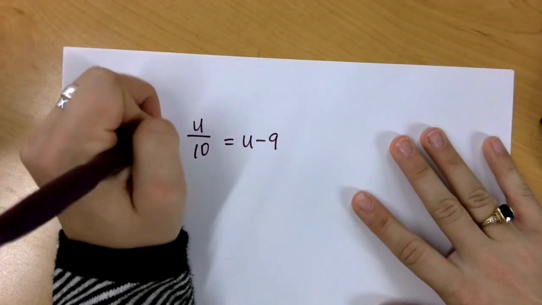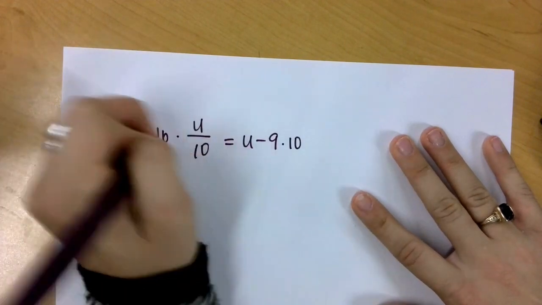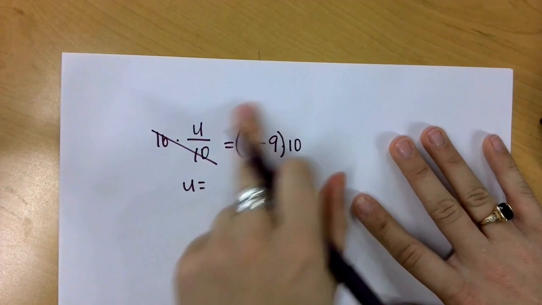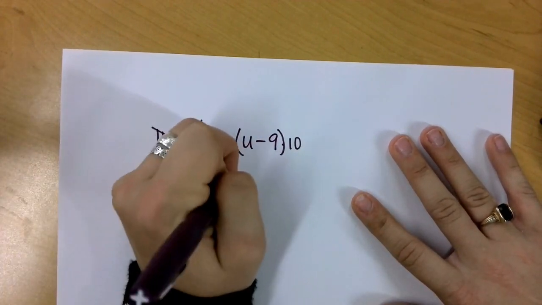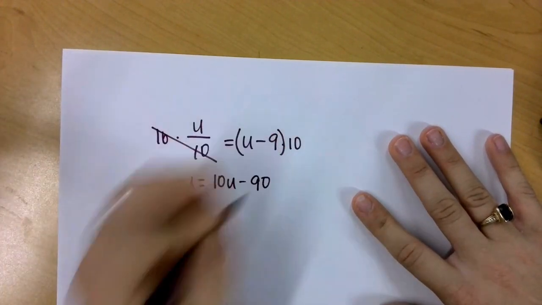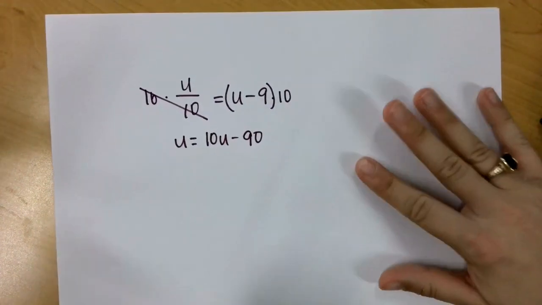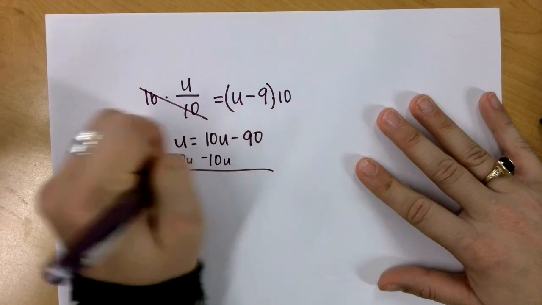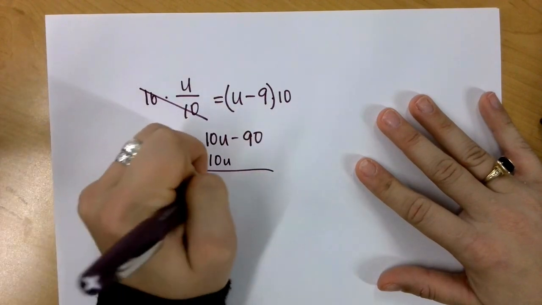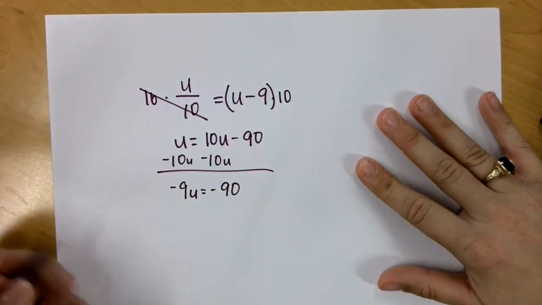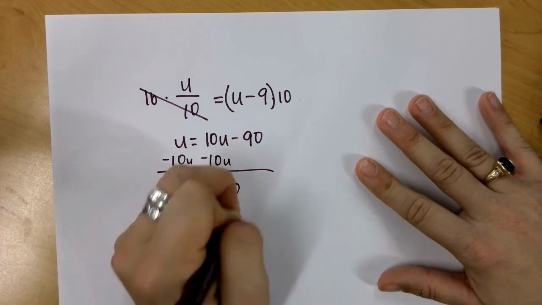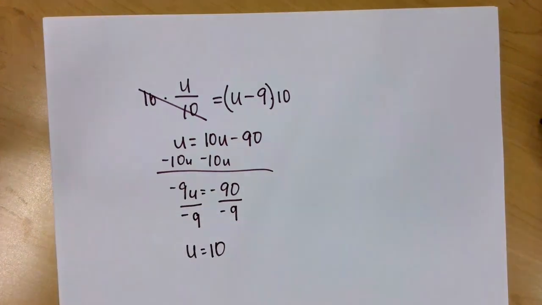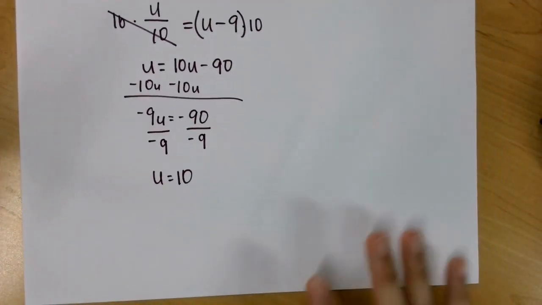So I'm going to times 10 on both sides. These cancel out. I get u equals, now remember, I have to multiply this through. So I have 10u minus 90. I'm going to subtract 10u from both sides. I get negative 9u equals negative 90. Divide by negative 9. U equals 10. Okay, so I could figure out what my u value equals.